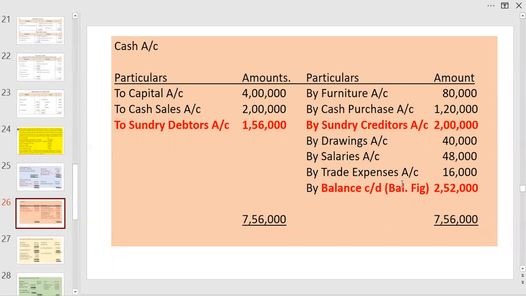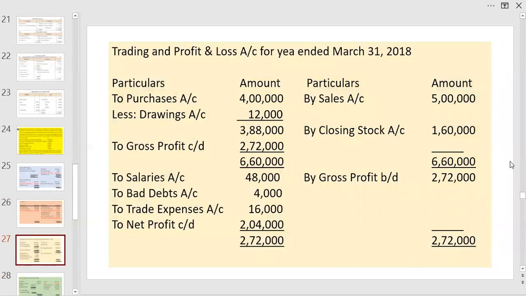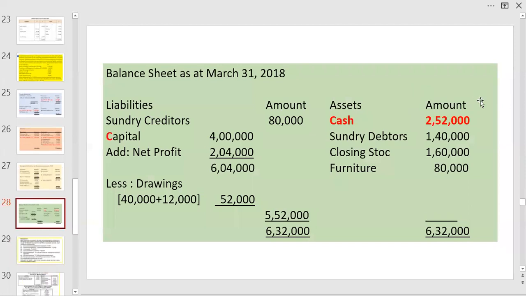Now look at the trading and P&L that have been prepared from all the information given in the question. In the case of the balance sheet, except the cash figure, all have been given directly from the question. Now let's move on to the next illustration.